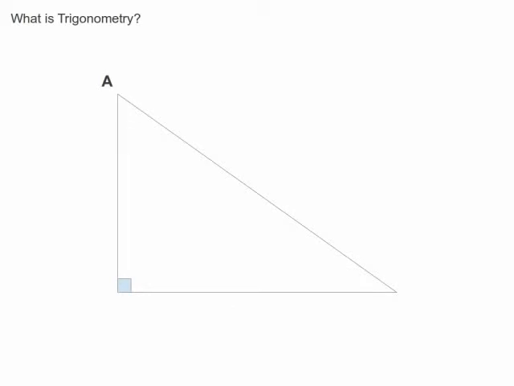These ratios apply to right triangles only, and you need to be aware that when I say opposite, I mean the leg not touching the angle we're working with, and when I say adjacent, I mean the leg touching the angle.